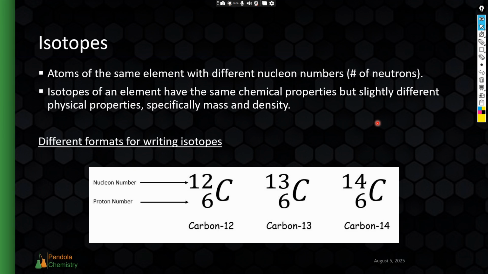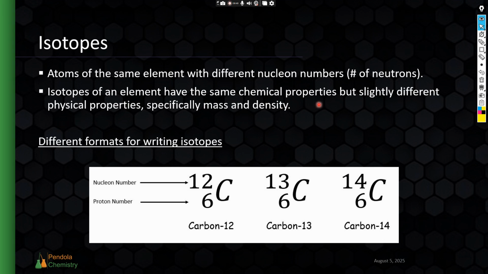Isotopes, which we have mentioned before, are atoms of the same element which are not identical. Now, this was one of the big points that Dalton got wrong in his theory. Dalton said that atoms of the same element are identical, but that is actually not the case. Later on, we discovered the neutrons, and therefore we discovered isotopes. Isotopes are atoms of the same element with different nucleon numbers. They're atoms of the same element because they have the same number of protons, but they have different nucleon numbers, therefore meaning they have a different number of neutrons.